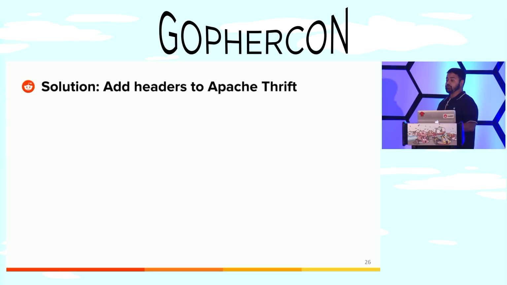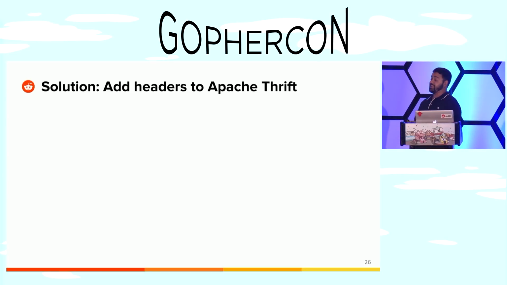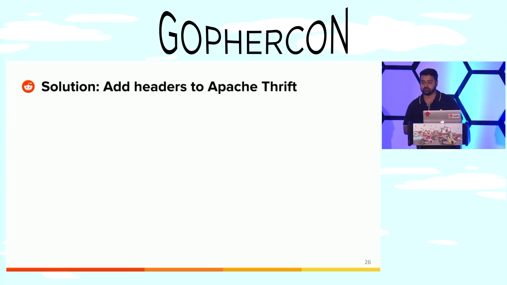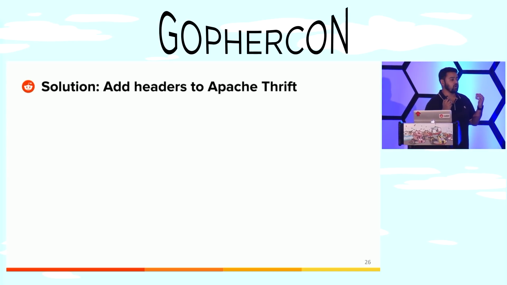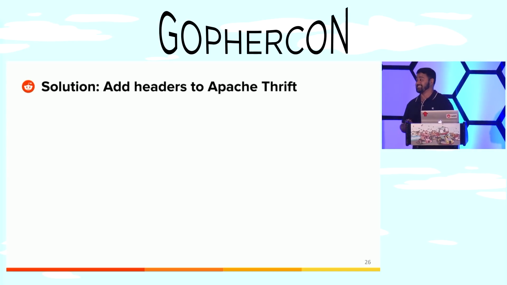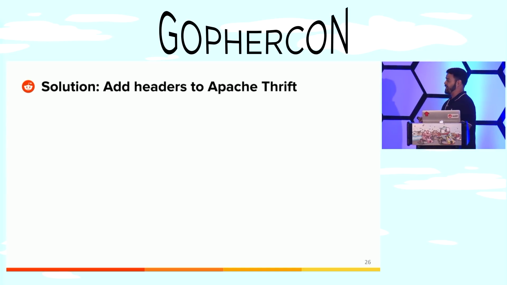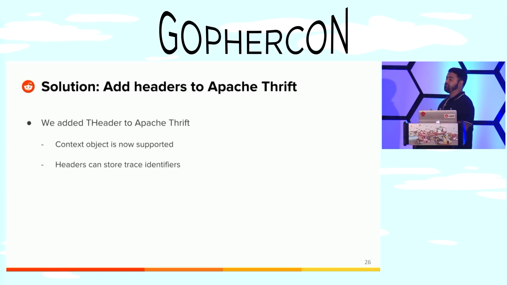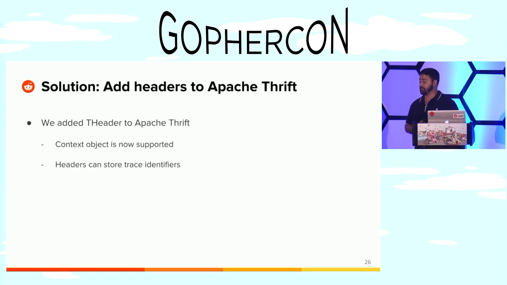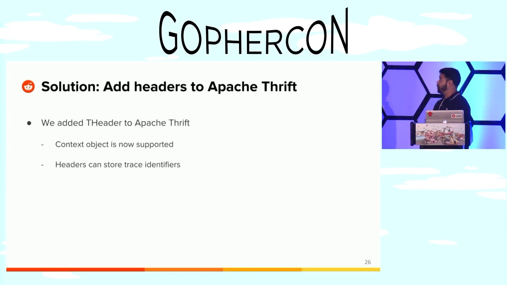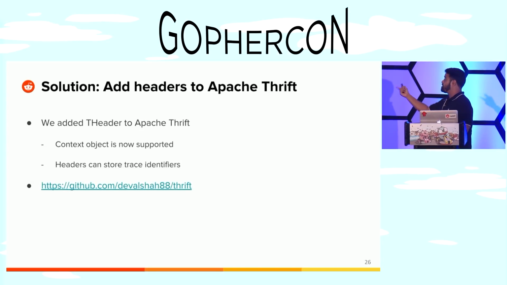So we came up with a solution, which is to add t-headers into Apache Thrift. This has been done for other languages like C++ and Haskell and now Python, but it wasn't done for Go. So we basically forked Apache Thrift, looked at the implementation in FB Thrift, and added that to a fork of Apache Thrift. And this fork currently lives here. I'm hoping to get through the contribution process and merge it upstream so everyone else can use it as well.